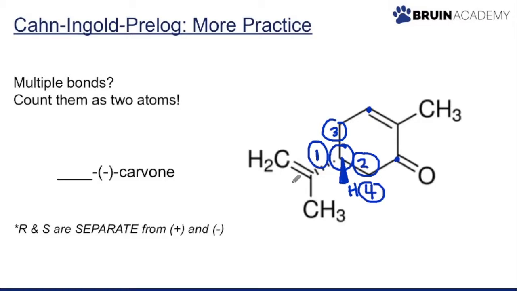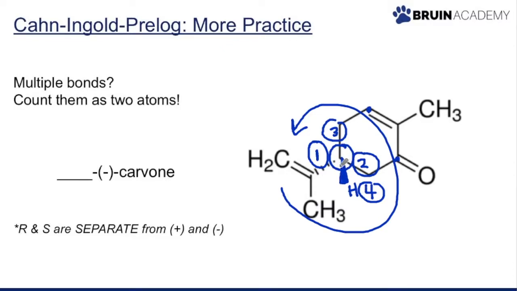So with that being said, we're going to draw our directions as per usual. So we see 1, 2, 3, go like that. We see that as counterclockwise, but our lowest priority group is coming out of the page. Unfortunately, it's not pointing away from you. So in this case, you can't automatically assign an S configuration even though it's going counterclockwise. So this is an important step to remember.